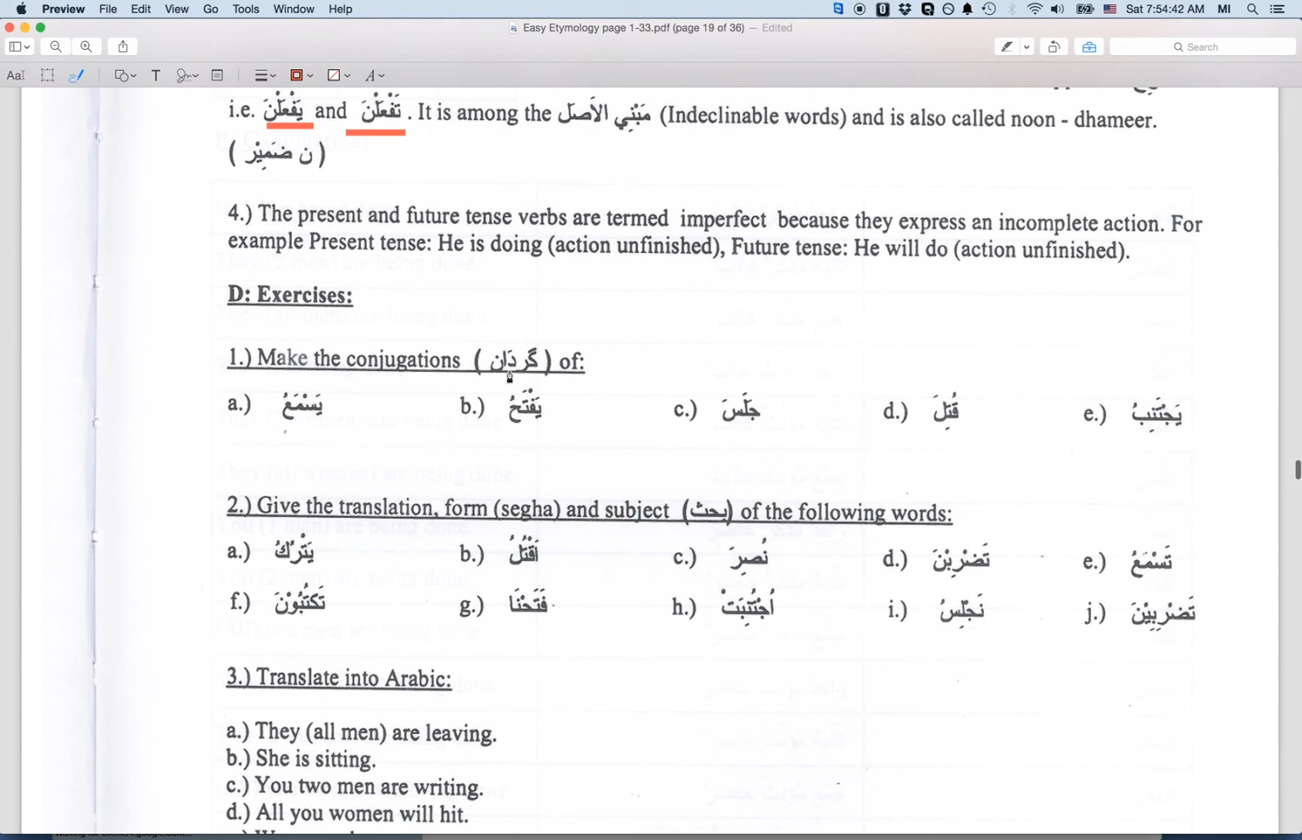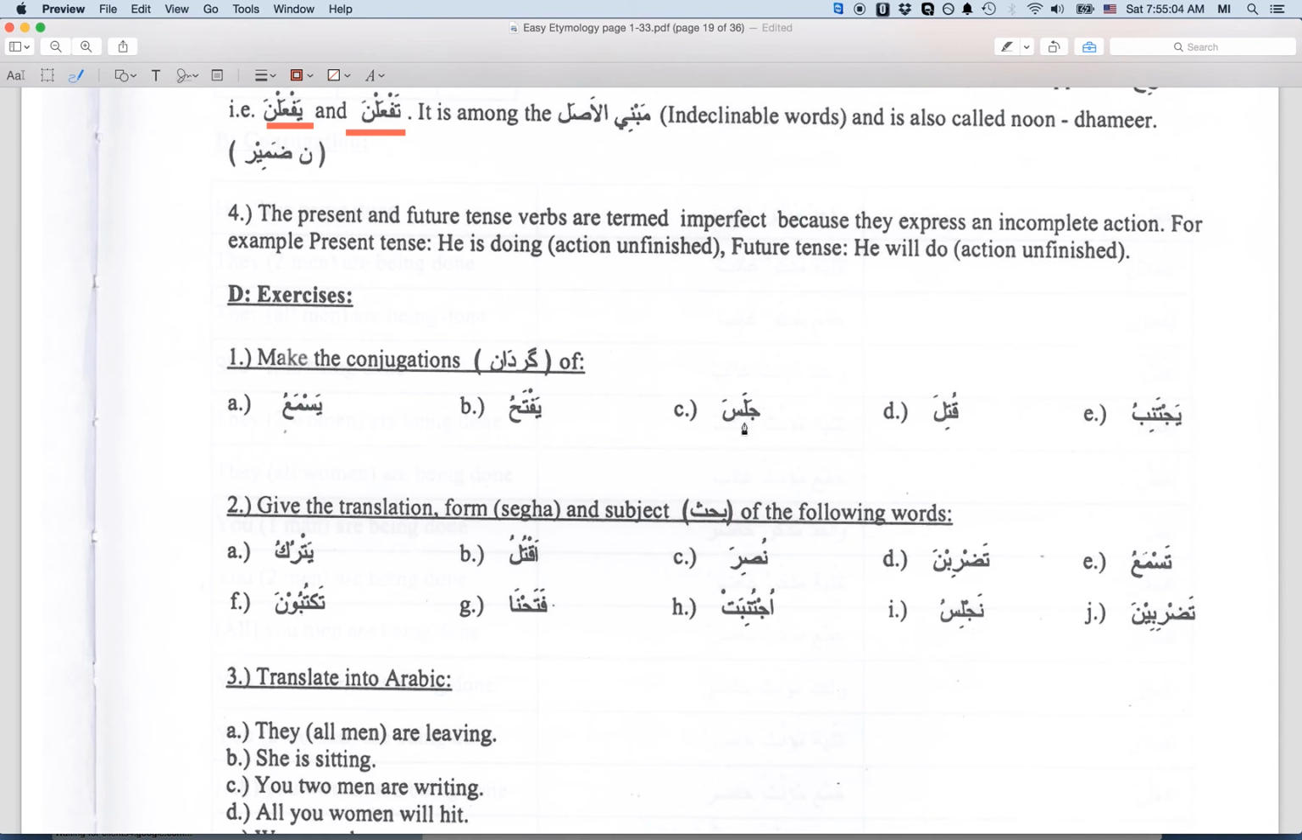Make the conjugation of يسمع. So سمع is the past tense, we know. سمع became يسمع, يسمعان, يسمعون, تسمع, تسمعان, يسمعن, تسمع, تسمعان, تسمعون, تسمعين, تسمعان, تسمعن, أسمع, نسمع. يفتح, to open. I'm going to skip that.